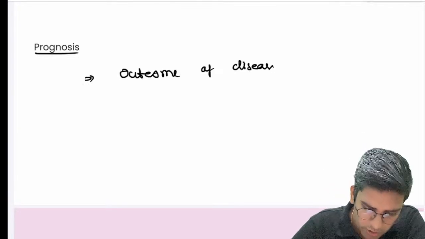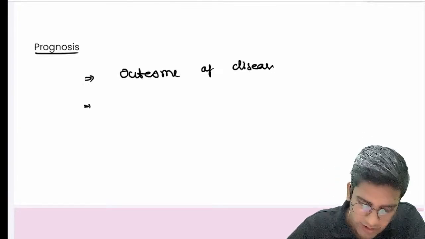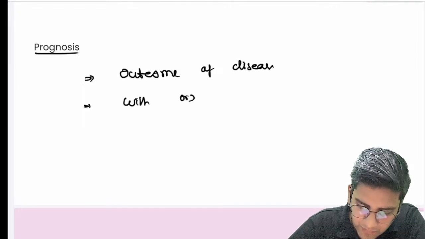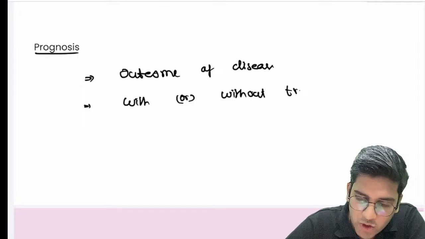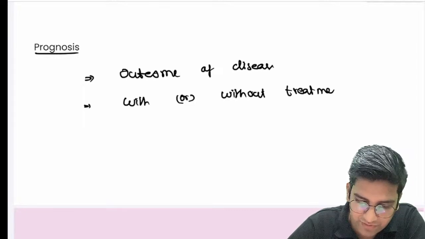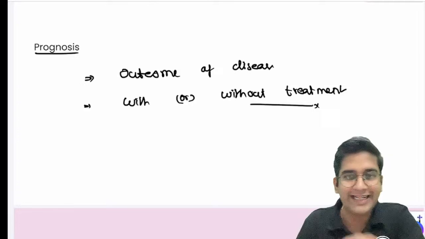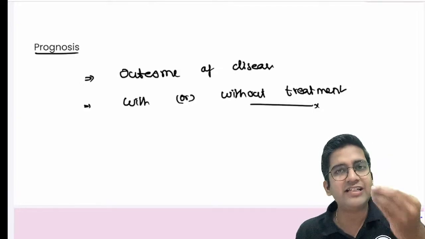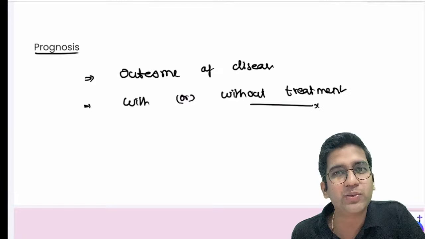Okay, so the outcome of the disease is the prognosis. It may be with or without treatment. Generally, your books will ignore the second half, that's without treatment, right? I'll tell you why it has been ignored and why it's not told to an undergraduate also. If a disease is cured without treatment, why should I worry?